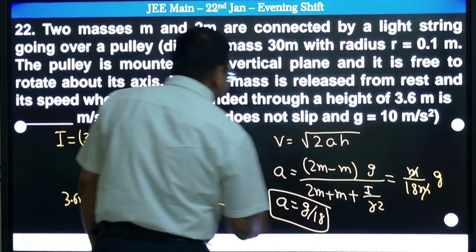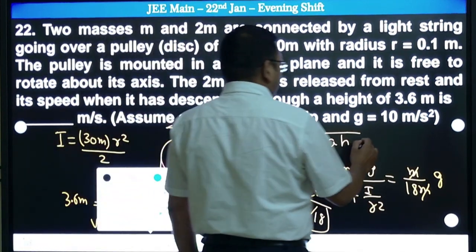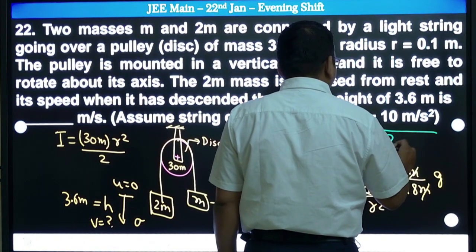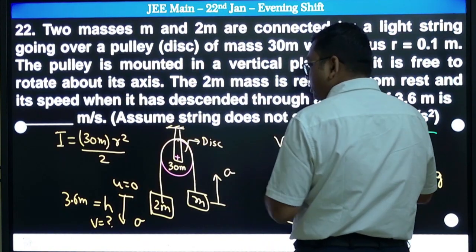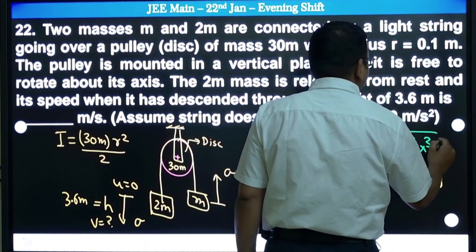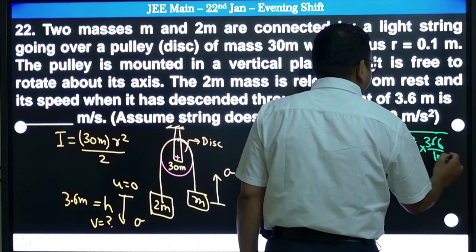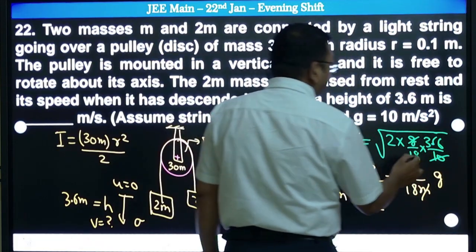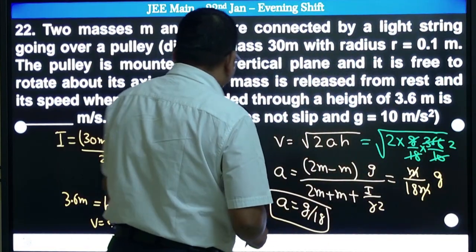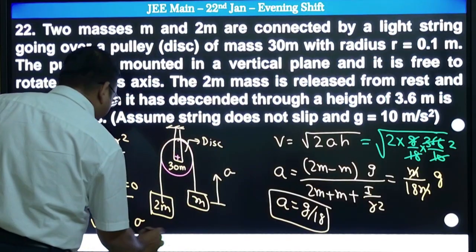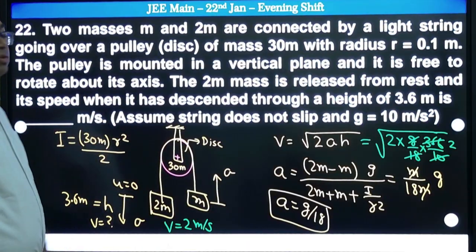Once you got this acceleration, then substitute in that formula and find out the answer. Root under 2 into acceleration, which is g by 18, into height. Height is 3.6. So if you remove this decimal, this g stands, this will get cancelled. 18 into 2, 36. So 2 will come out. So we got the answer as speed is coming as 2 meter per second. Correct? That should be the answer for this.